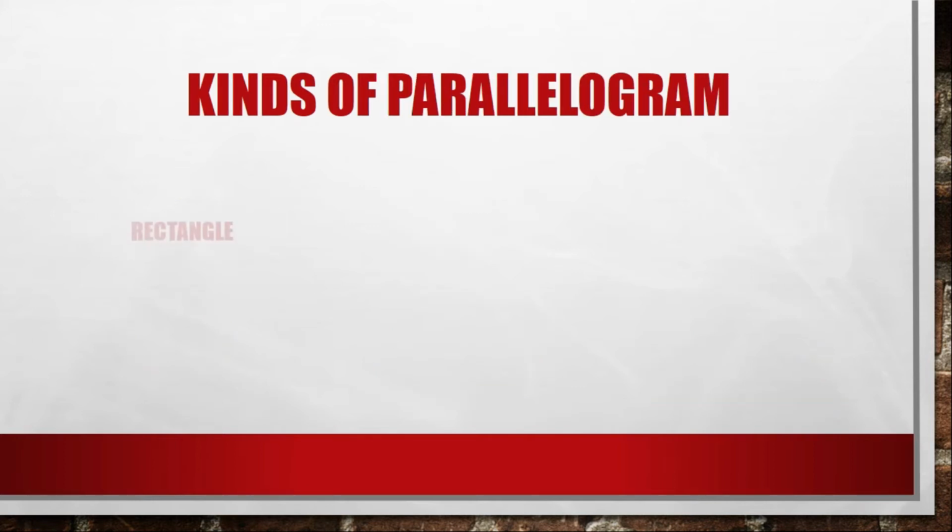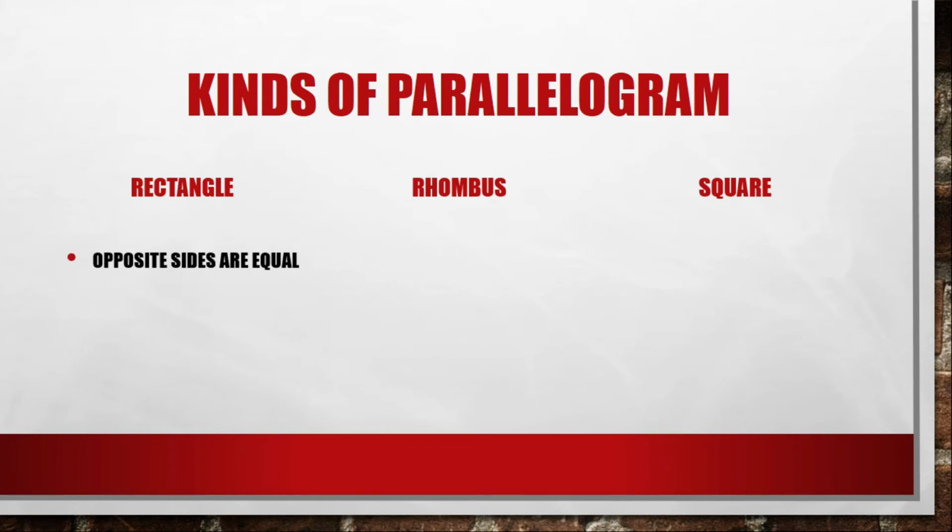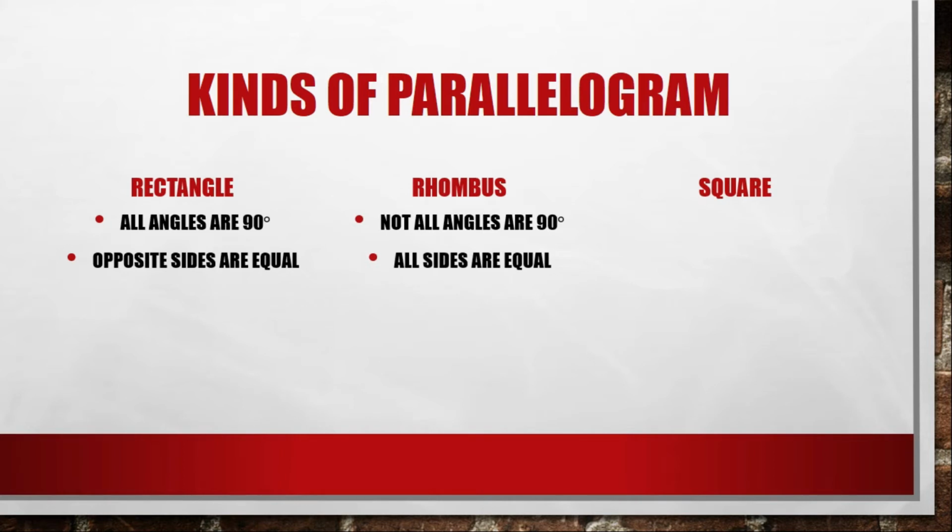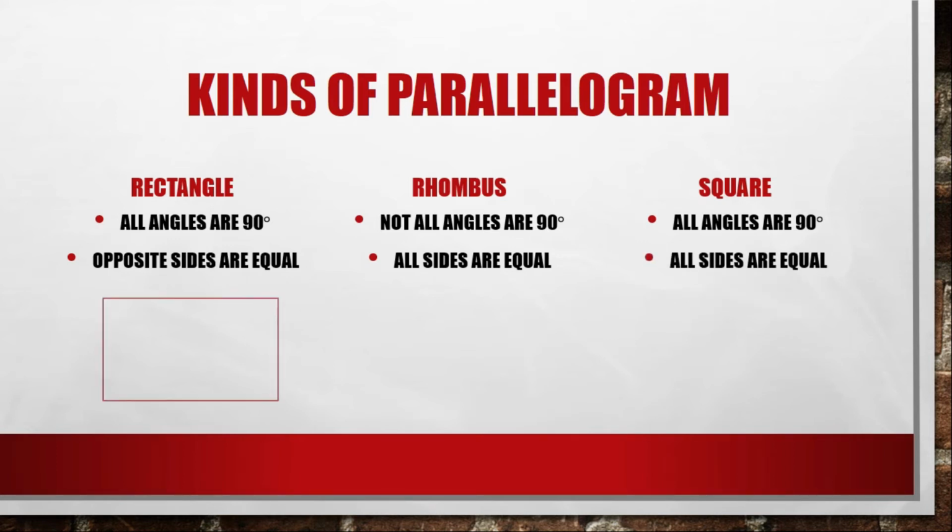And the kinds of parallelogram are your rectangle, rhombus, and square. When we say rectangle, opposite sides are equal and all angles are 90 degrees. When we say rhombus, not all angles are 90 degrees and all sides are equal. While when we say square, all angles are 90 degrees and all sides are equal. So these are the representations of the following.